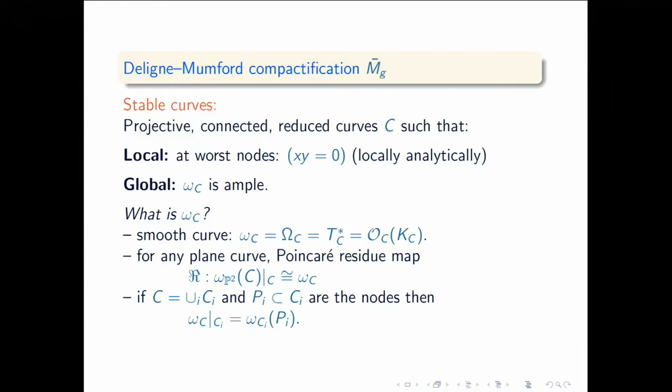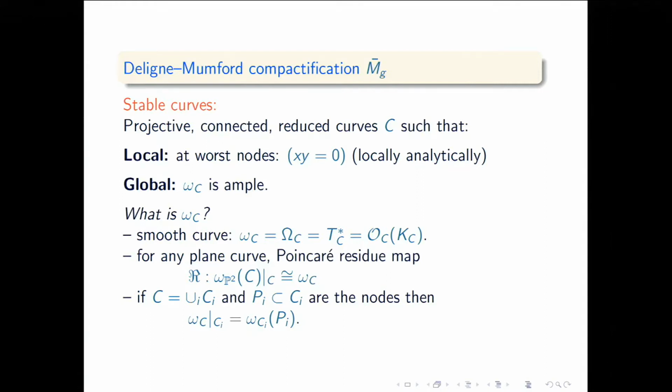And then we impose a local condition on them and also a global condition. The local condition is that the only singularities that can happen are nodes. So locally, analytically, they look like xy equals 0. And there's a global condition that the dualizing sheaf is ample. This will be the general principle we try to follow in higher dimension: we impose some local conditions that say the singularities are not too bad, and then we impose a global condition, which in our case will be that the dualizing sheaf be ample.